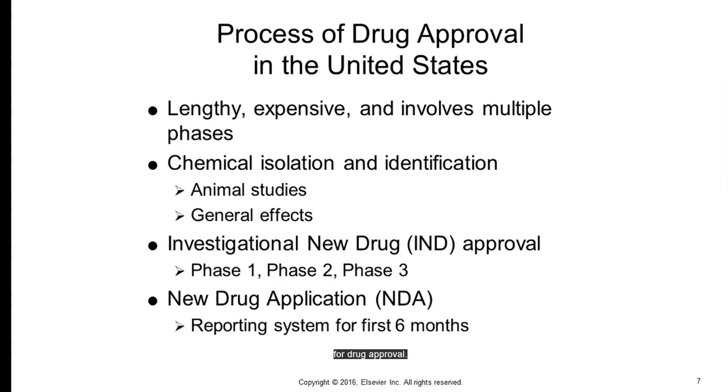Most drugs today, however, are chemically created in a lab and are put through a lengthy, expensive process for drug approval. Once a chemical is isolated and identified as having some therapeutic effect, generally animal studies are conducted to see the effects on organs, its teratogenicity, which is the effect on reproductive fertility, and carcinogenicity, or its potential to cause cancer.